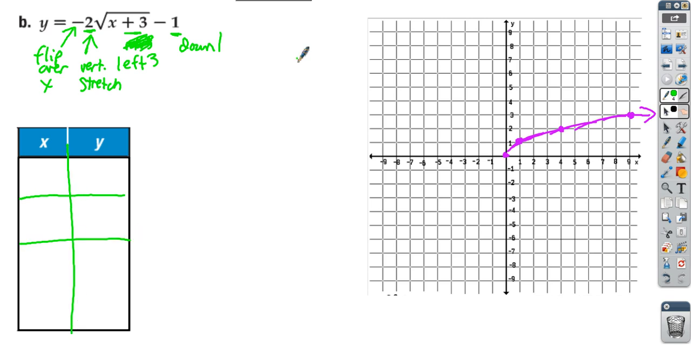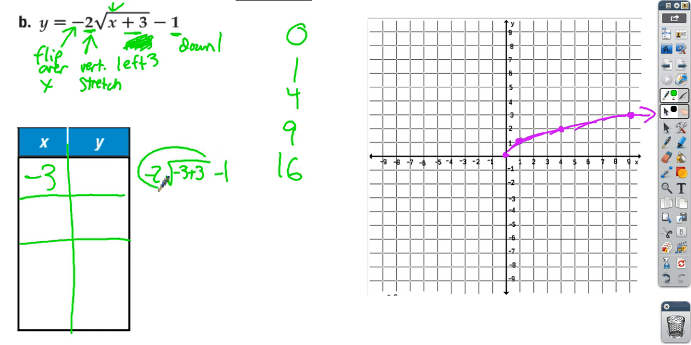And again, we want these numbers to get plugged into the function. Actually, let's start with 0. So how would I make the radical 0? I could make it 0 with negative 3. And then let's solve that out. So we have negative 2 times the square root of negative 3 plus 3, minus 1. This whole thing will be 0, minus 1 is negative 1. So we have a point at negative 3 comma negative 1, which is right there.